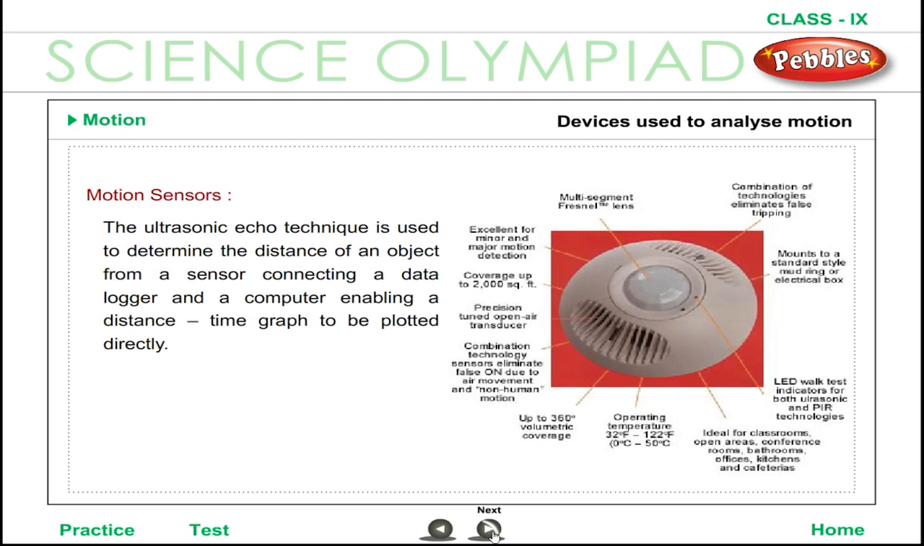Motion sensors. The ultrasonic echo technique is used to determine the distance of an object from a sensor connecting a data logger and a computer, enabling a distance time graph to be plotted directly.